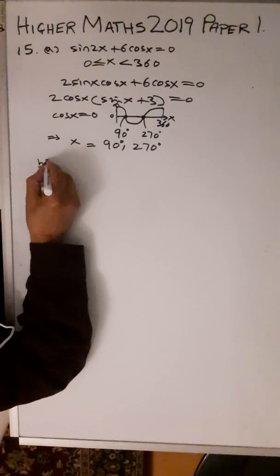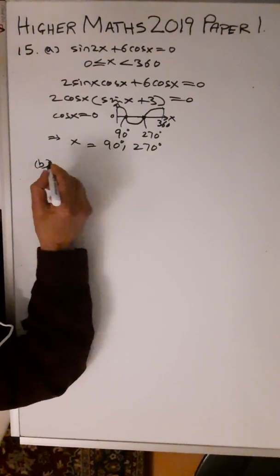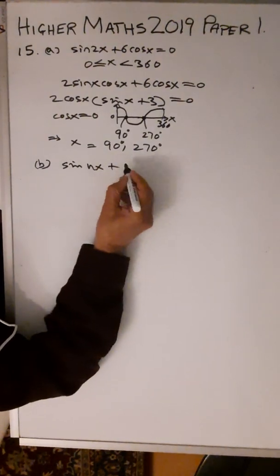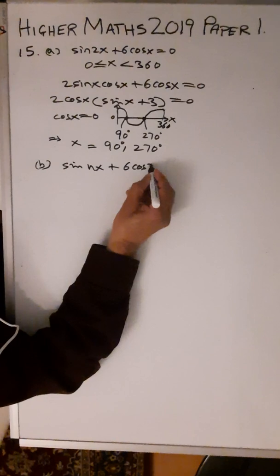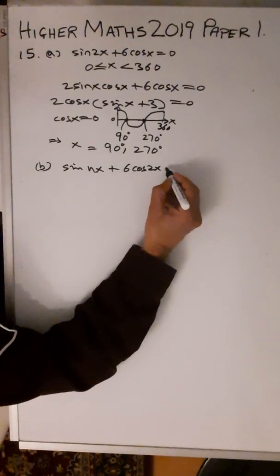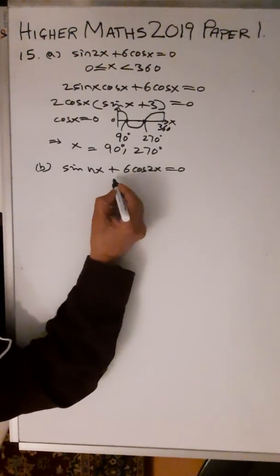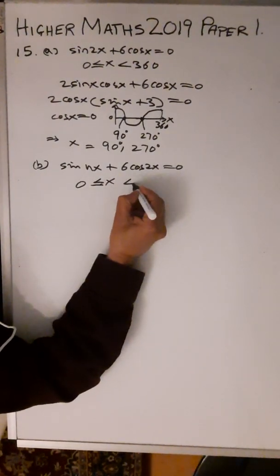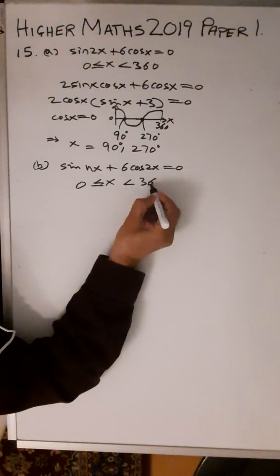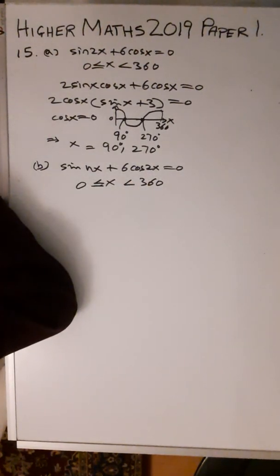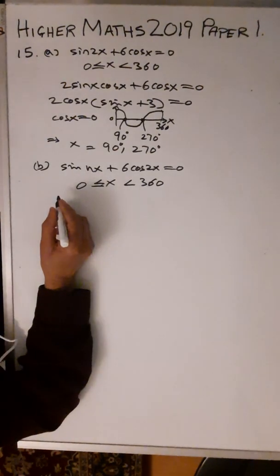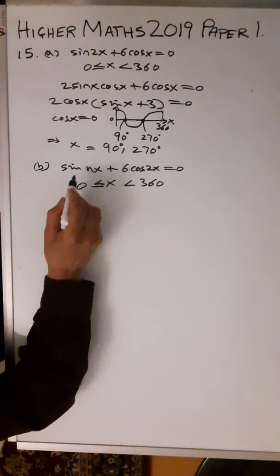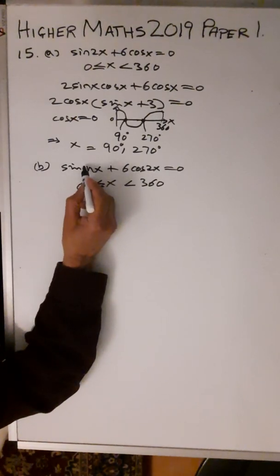For part B, hence solve the equation sine 4x plus 6 cos 2x equals 0. Again, your domain is x greater than or equal to 0, less than 360. This is just for 1 mark. So you've already done the working there, but there's a bit more involved here. You can maybe just spend a bit more time. So you've got sine 4x here.